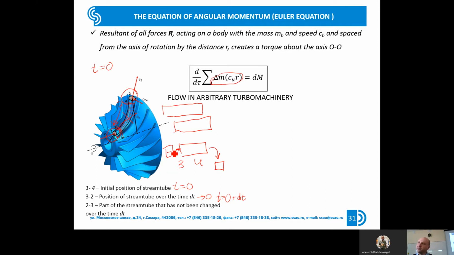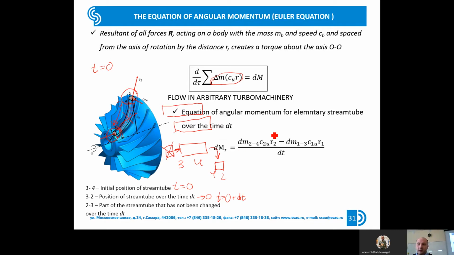So at the first moment we have this mass, at the second moment this mass disappears. And about the outlet part, at the first moment we have none of this, at the last moment it appears. So that's why finally we write this equation: the angular momentum at the first time minus the angular momentum at the last time. But at the last time we have no inlet mass, and that's why there will be only the angular momentum at the first position of time, at the first moment.